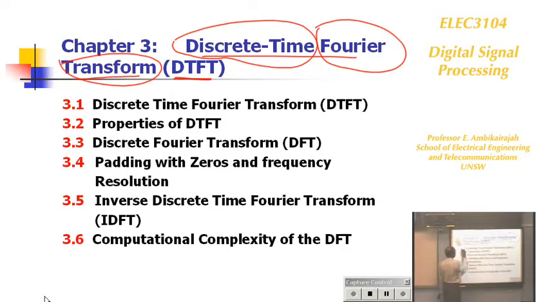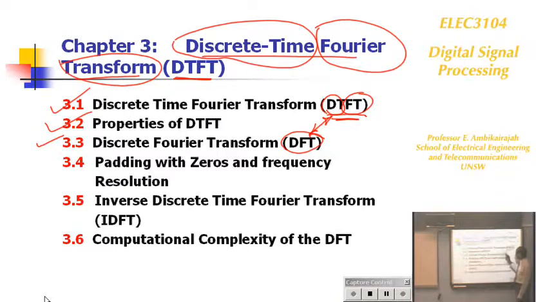First I'll go through discrete time Fourier transform and its properties, and then I look at discrete Fourier transform. There's a difference between these two. Remember, this is a discrete time Fourier transform, taking the discrete time signal and taking a Fourier transform of that using a formula. Then this is a different way of calculating the same thing but at discrete points. I'll come back to that in a minute. Then padding with zeros and frequency resolution, then inverse discrete Fourier transform, and then we look at computational complexity. It's a very small chapter, but you really need to understand this chapter.